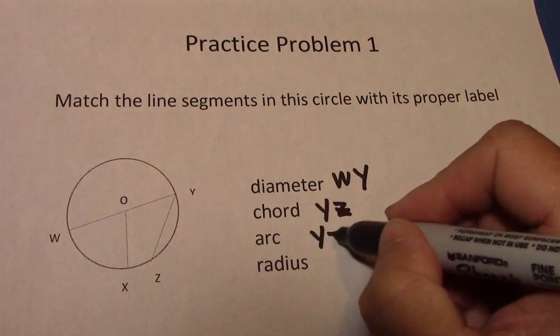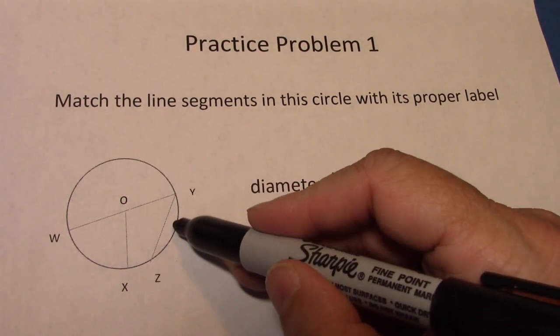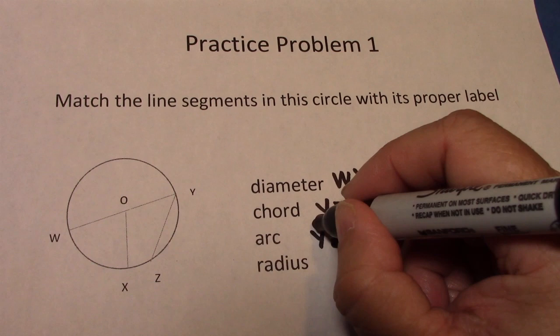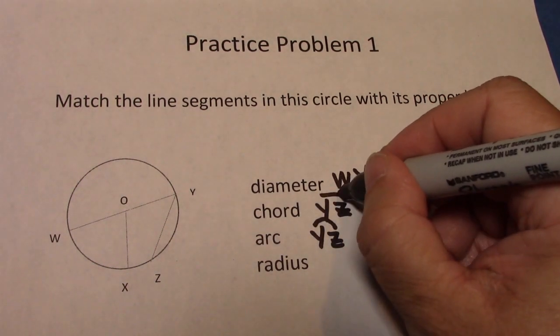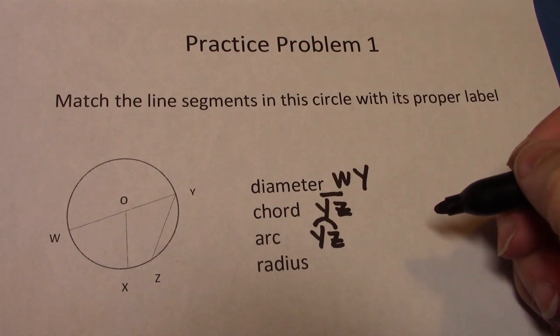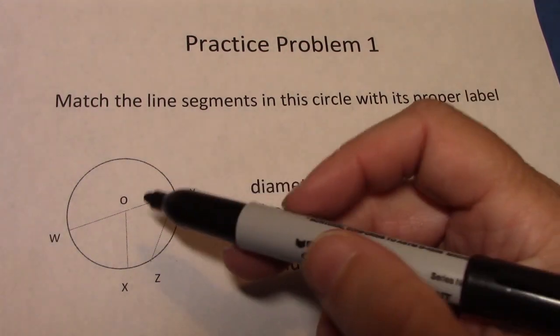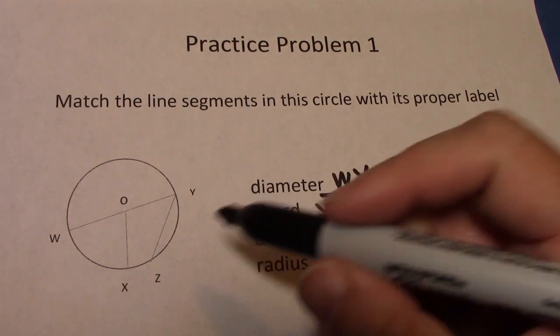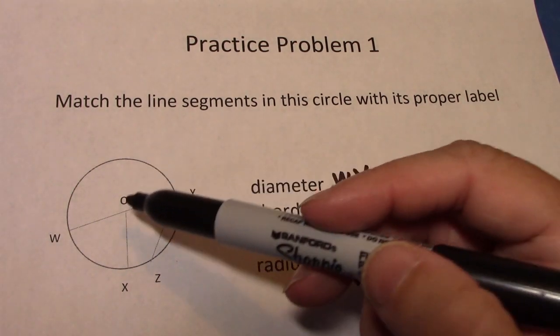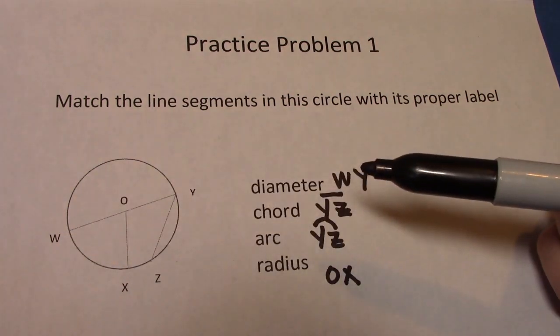YZ is also an arc, but when we're referring to the arc that is there, we could put a curved line over it, and to refer to just a line, YZ, we can put a straight line over it. A radius is OX. Actually, OY is also a radius, and OW is also a radius.